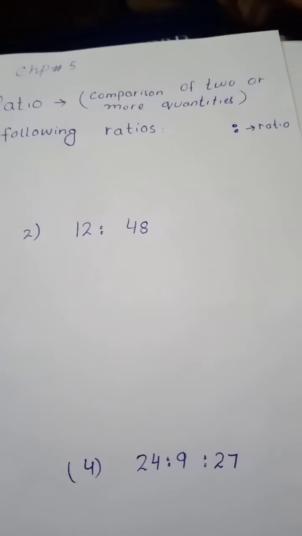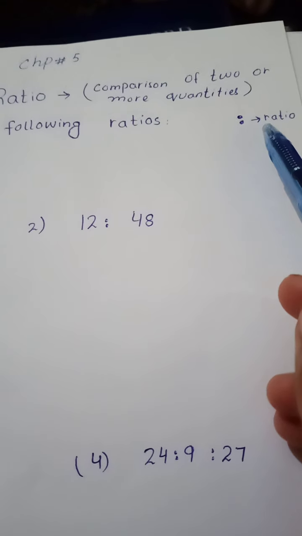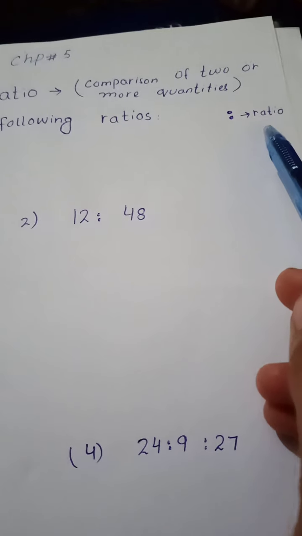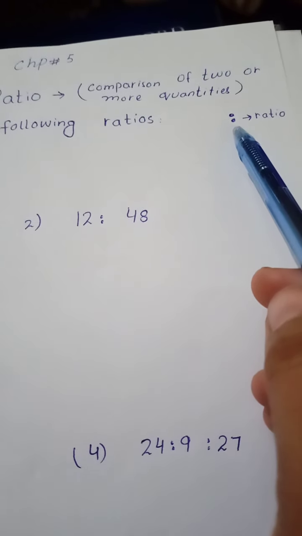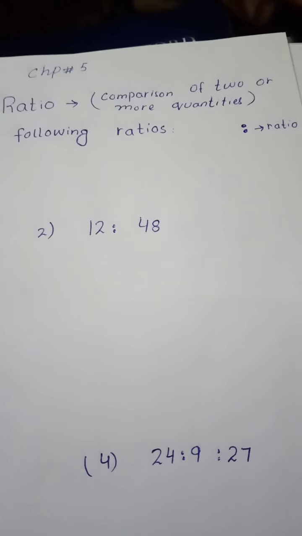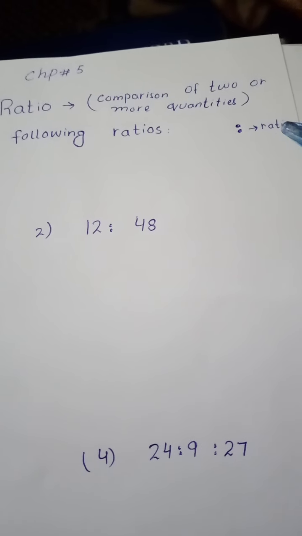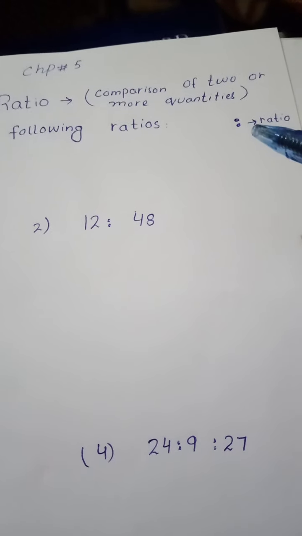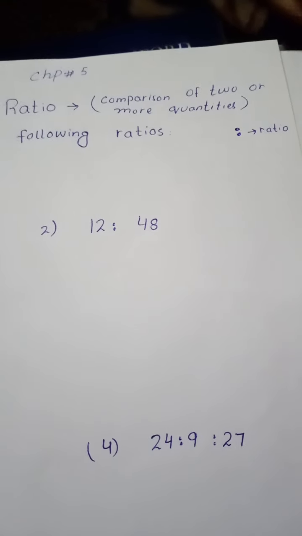And the symbol of the ratio is this, these two dots you can see. These are read as ratio. These two dots represent ratio. And what is ratio? Ratio is simply comparison of two or more quantities. When we have to compare two or more quantities, we use the concept of ratio, right?